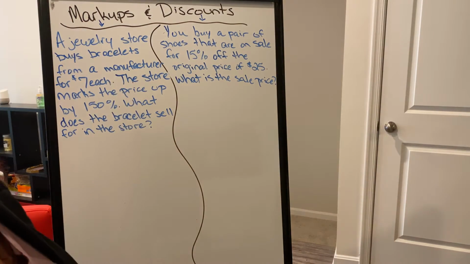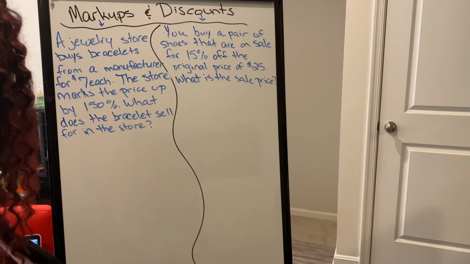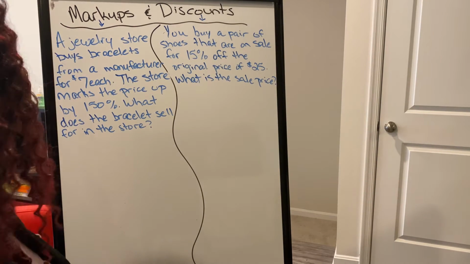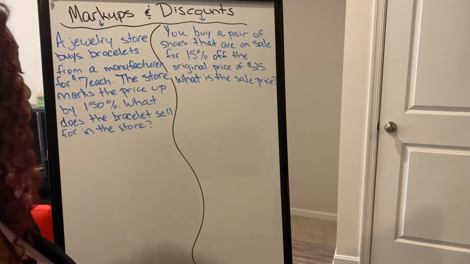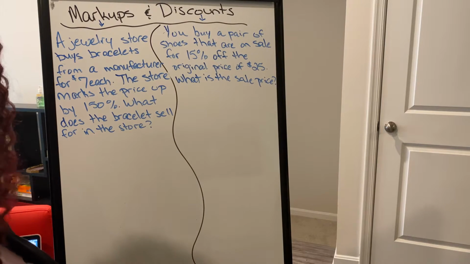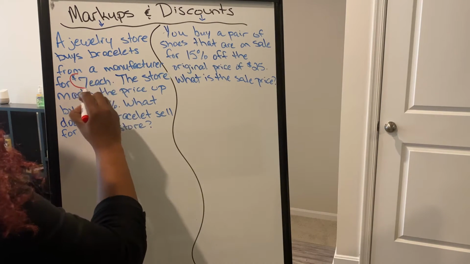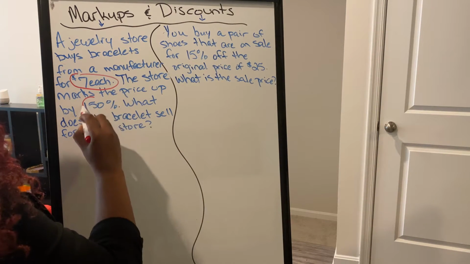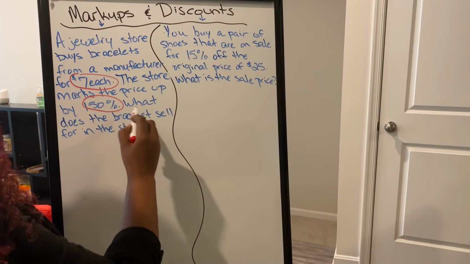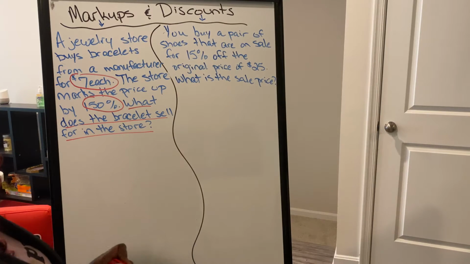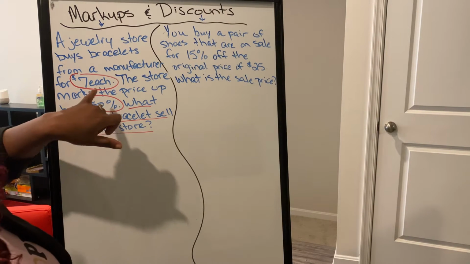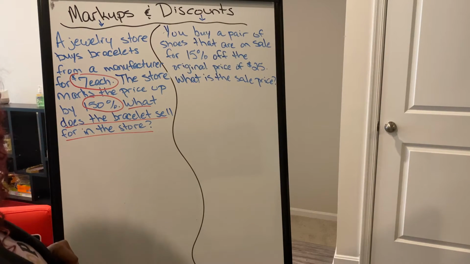So a jewelry store buys bracelets from a manufacturer for $7 each. The store marks up the price by 150%. What does the bracelet sell for in the store? So my numbers, okay, and then we have our question. So they get them for $7 each, and it's 150%.